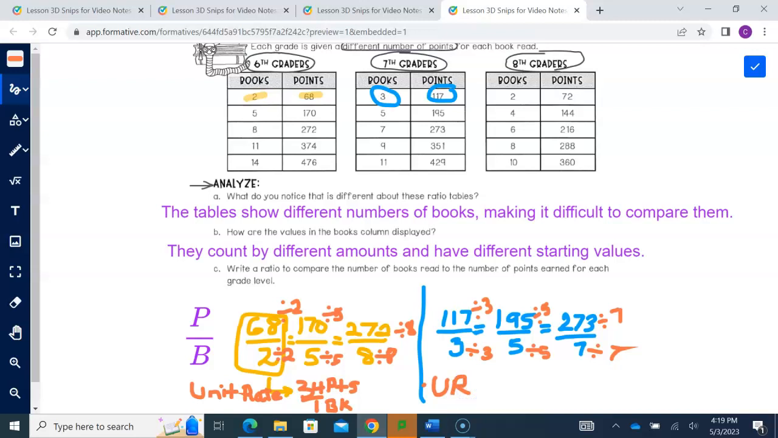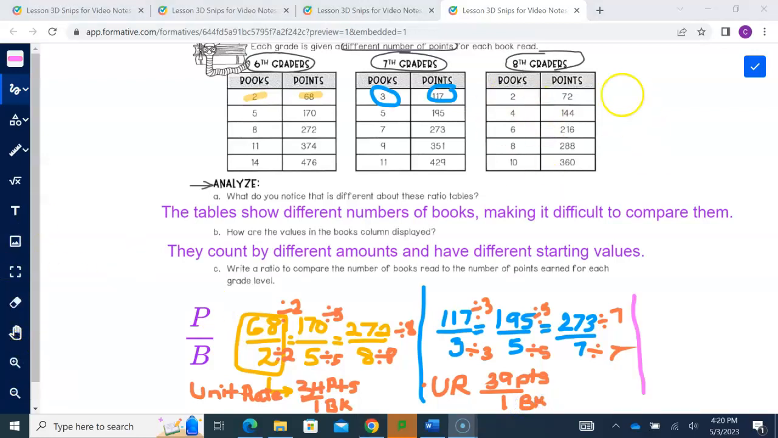And when we work that out, what we find is the 7th graders get 39 points per book. They get more points than the 6th graders every time they read a book.